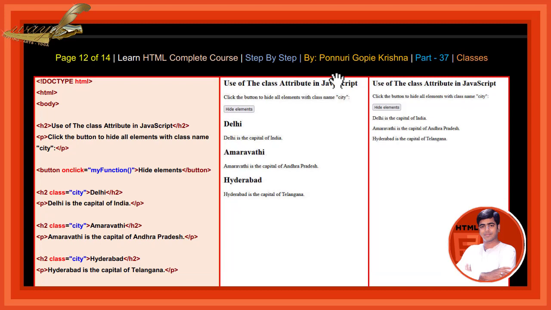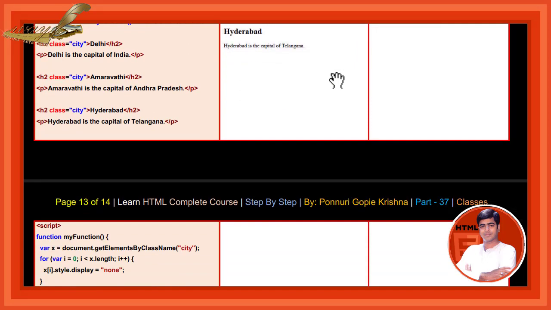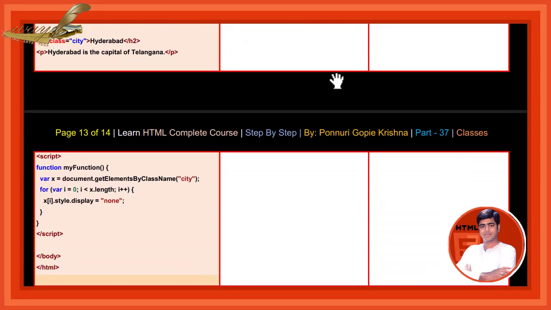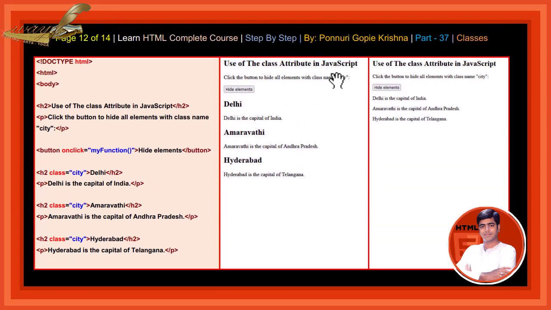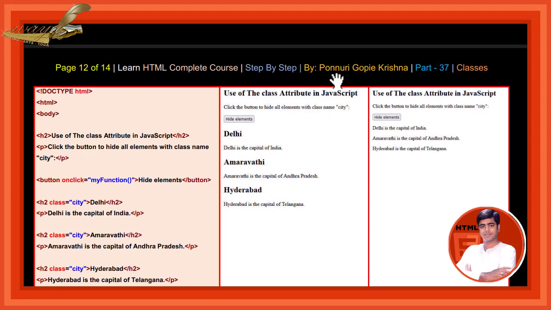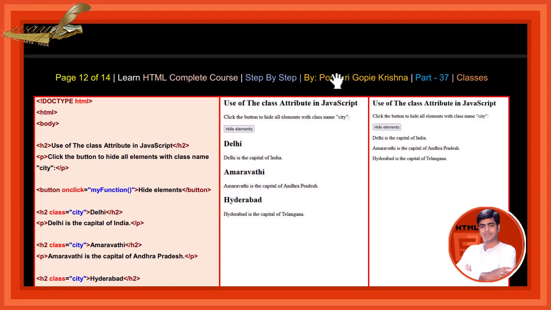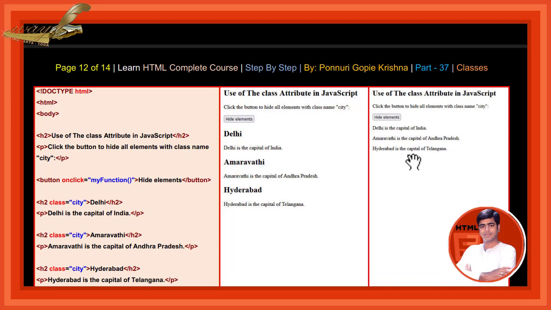See button onclick, myFunction method. We are using the myFunction method here. Class Delhi, city Amravati, city Hyderabad. By writing and executing this code, see a function. We get this: use the class attribute in JavaScript. Click the button to hide all elements with the class name city. When we click the hide element here, see all Delhi, Amravati, Hyderabad, the headings disappeared.